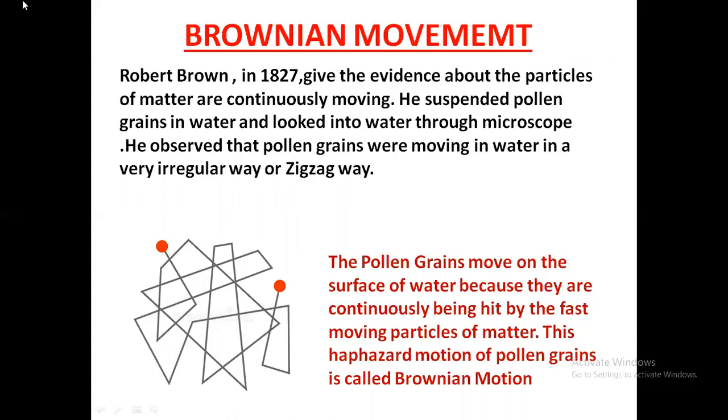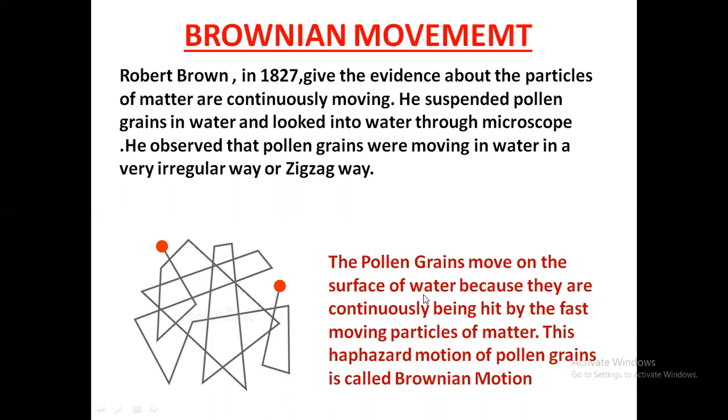Here is the diagram which shows the motion of the pollen grains inside the water. It was also observed that on warming the water, the movement of the pollen grains further increased. Do you know why? Water is made up of very tiny particles which are moving very fast, and the pollen grains move on the surface of the water because they are continuously being hit by the fast moving particles of water. This haphazard motion of the pollen grains is called Brownian movement, or Brownian motion.